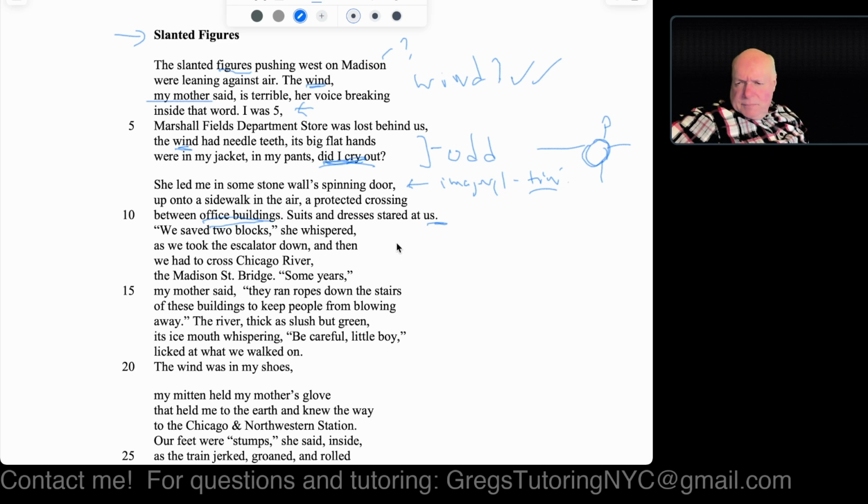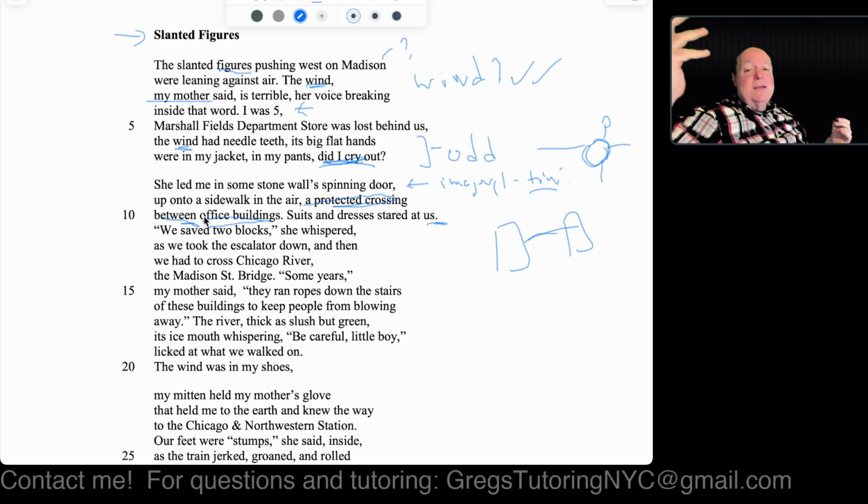And then it says up onto a sidewalk in the air. So what is that? They go into this office building, and it turns out that is going to be basically two buildings next to each other with a walkway across. In fact, a lot of students can't figure out what that means. It's actually defined right here. It says it's a protected crossing between buildings. It's defining what the sidewalk in the air is. So it's a little bridge between two buildings. Hospitals have these. Some schools have them, especially colleges.